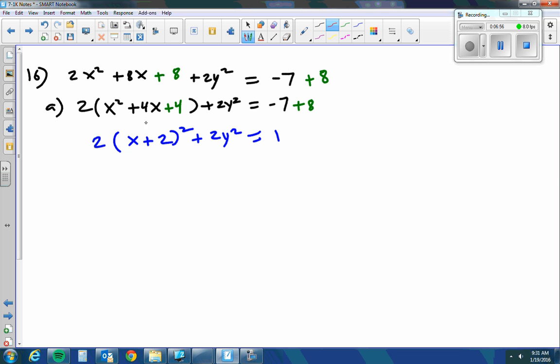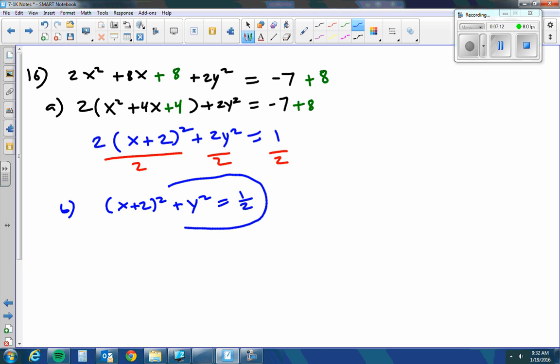Last thing, we don't leave it like this. We need to get rid of those coefficients. So divide through by 2. And now you have it in the form we want. This is what goes in blank B. It is just x plus 2 squared plus y squared equals 1/2. And that's the equation in standard graphing form.